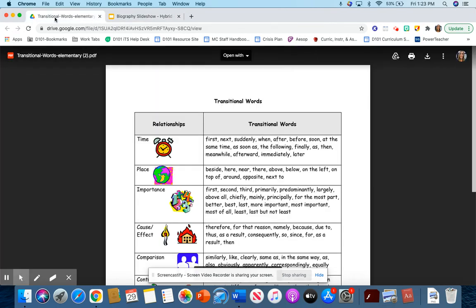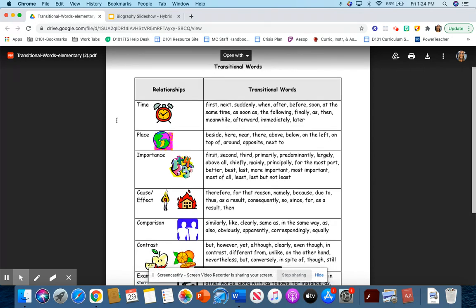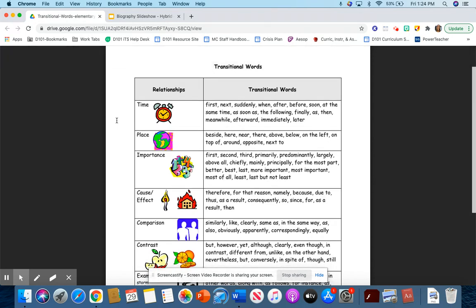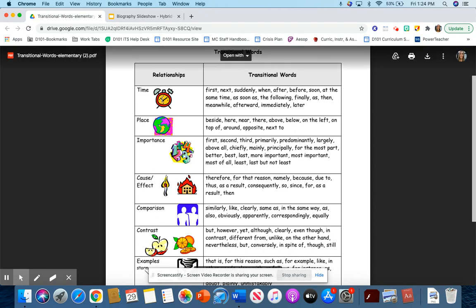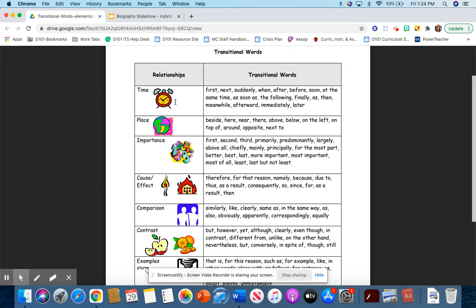You may have seen this sheet here that could help you already, but let's go over it again just to remind ourselves. So you've got these different categories of transition words. Remember, transition words and phrases connect ideas together, but there are many different ways to connect ideas together. There's time, how one thing might happen before something else or at the same time as something else. There's place: where are things happening and how is that different from other things that are happening.